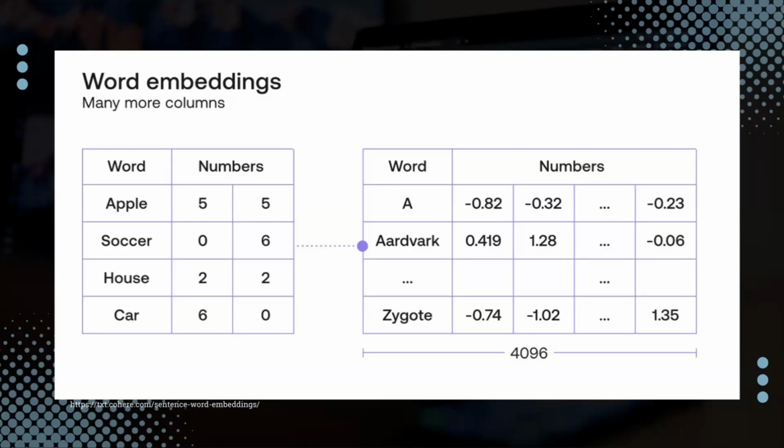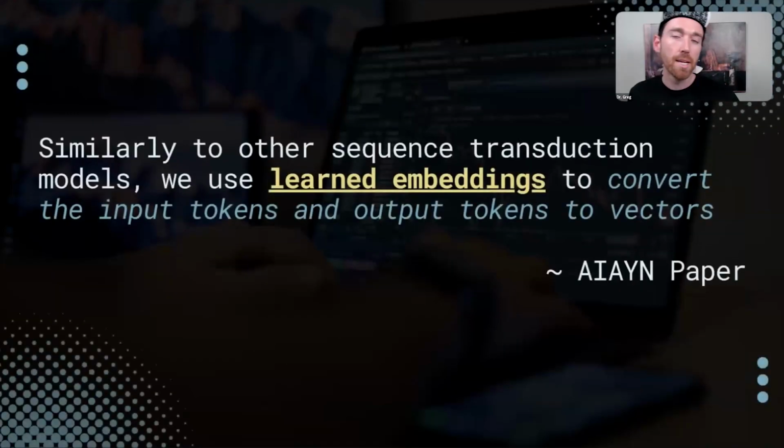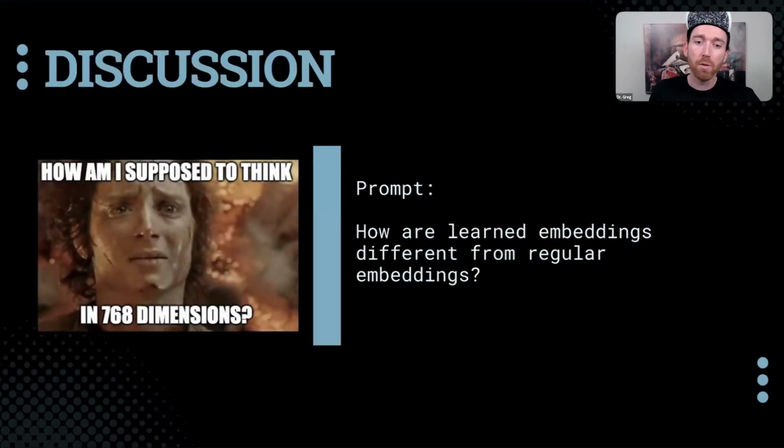going back to the paper. You'll notice from the paper, they say things like, similarly to other sequence transduction models, we used learned embeddings to convert the input tokens and output tokens to vectors. So they need words, they got to turn them into numbers. They use an embedding model that's more sophisticated than the one we just looked at. In fact, they use a learned model. Wiz, what do we need to know about learned embeddings and how they're different from regular embeddings?